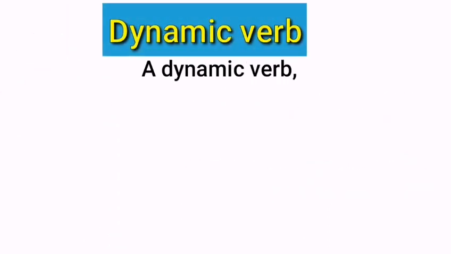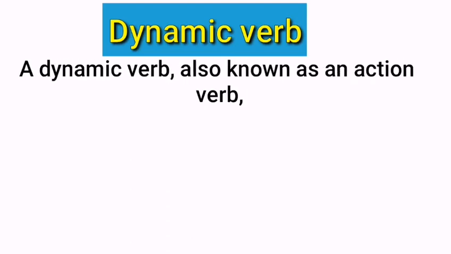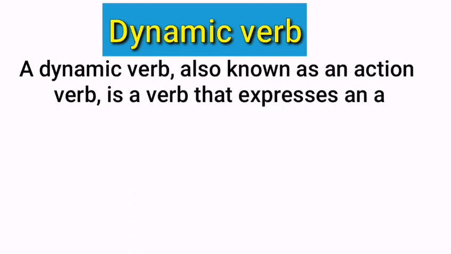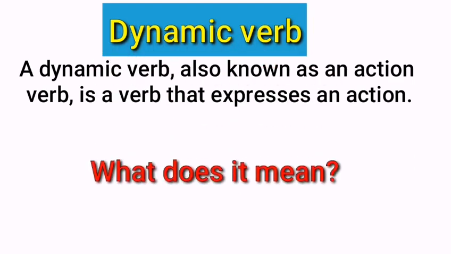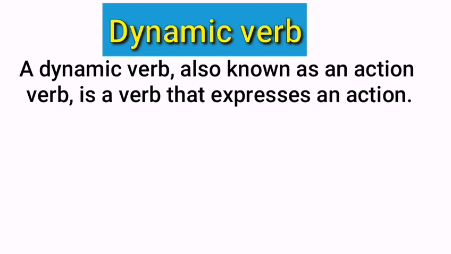Let's first learn a dynamic verb. A dynamic verb, also known as an action verb, is a verb that expresses an action. What does it mean? Simply, it means that it describes something that is happening or has happened. Actually, it is also called action verb. In other words, you can say, when a verb describes an activity that is happening or has happened, then it is called a dynamic verb.